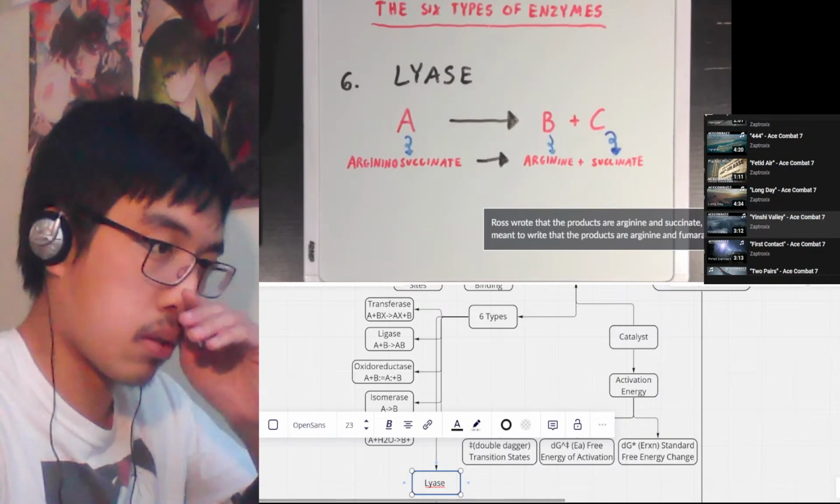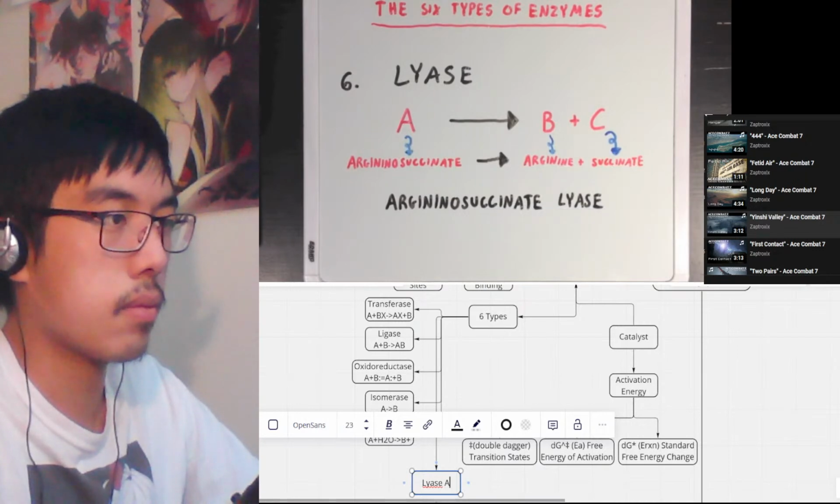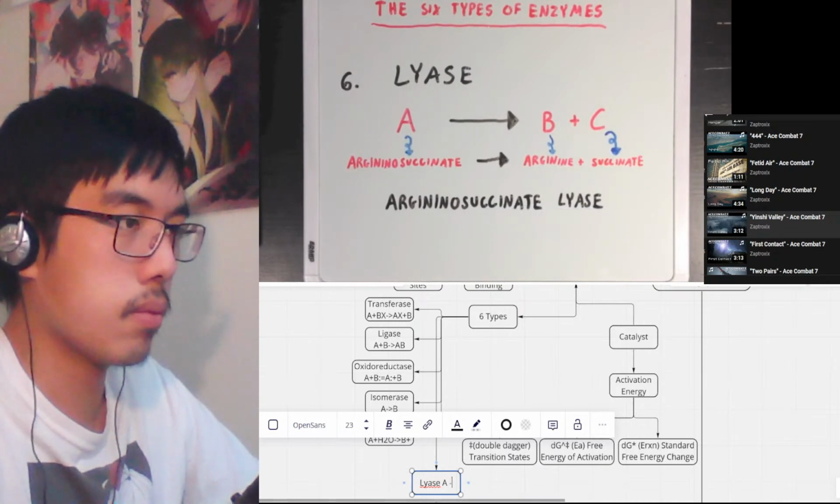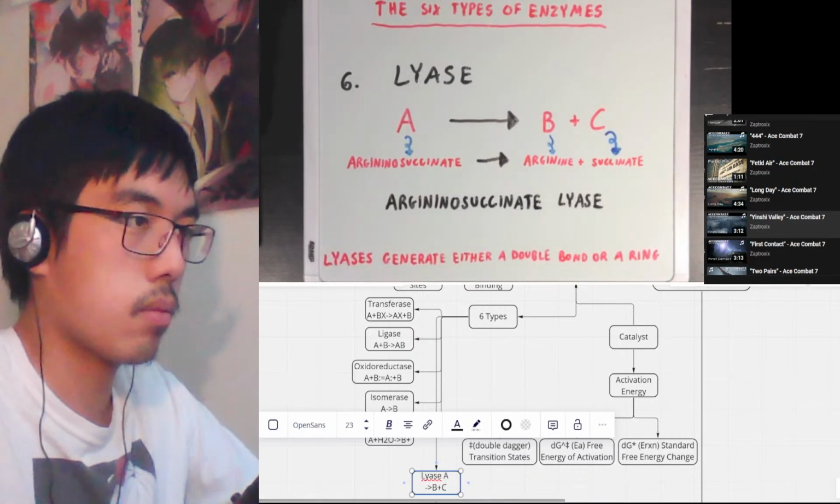Now, this specific reaction is catalyzed by an enzyme called argininosuccinate lyase, which is appropriately named because it is a lyase that catalyzes the breakdown of an argininosuccinate molecule. Now, it's important to recognize that since lyases don't use water or oxidation to break a bond, they need to generate either a double bond between two atoms or a ring structure in a molecule in order to work.